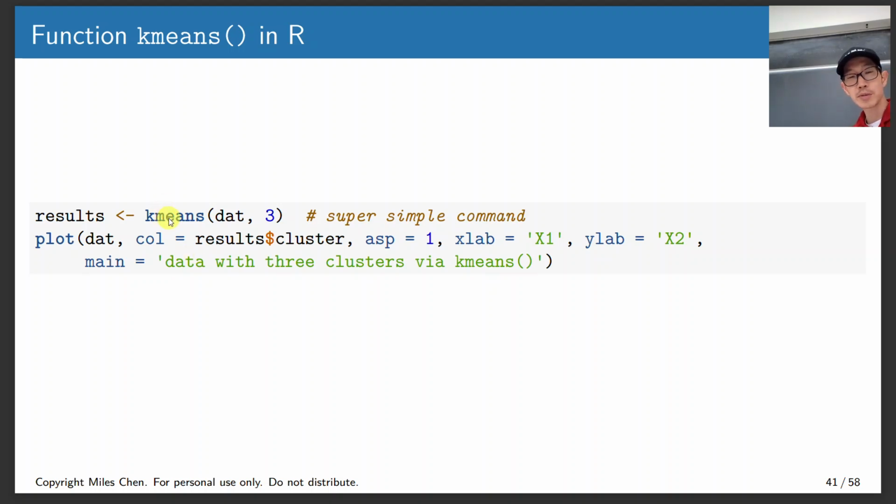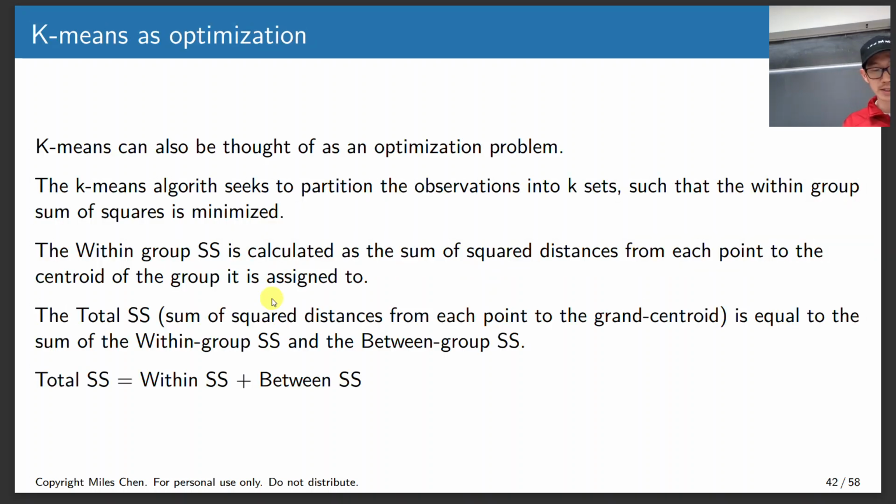And so, yeah, running k-means clustering in R is very simple. You just call k-means and how many clusters you're searching for. I'm going to say we're going to search for 3. And so here I'm going to just plot my data, color the points by their resulting cluster assignments, and so we end up getting that.